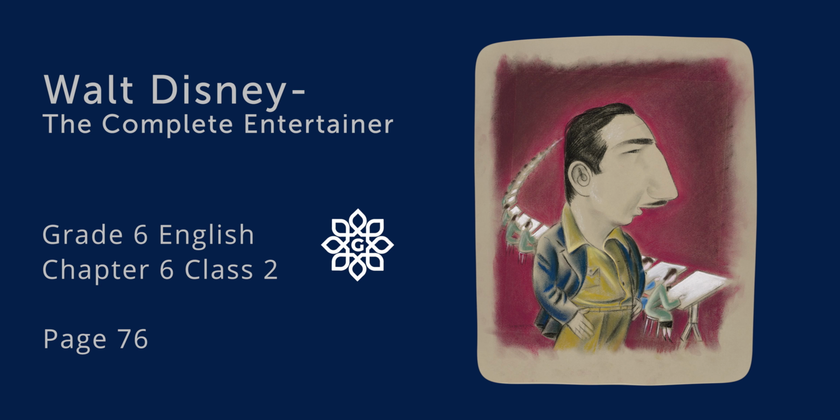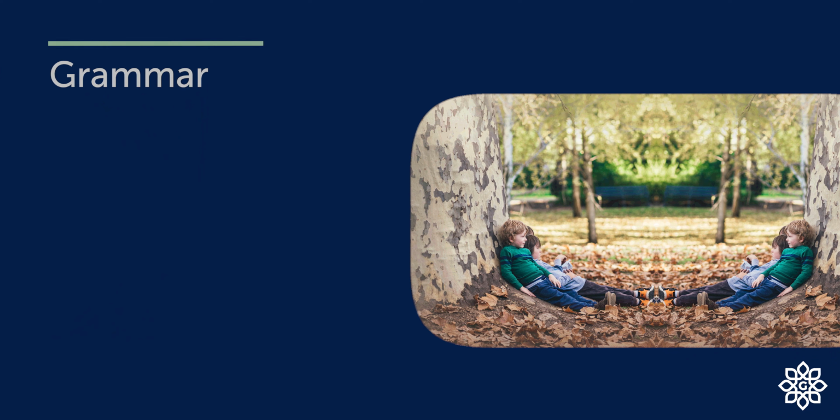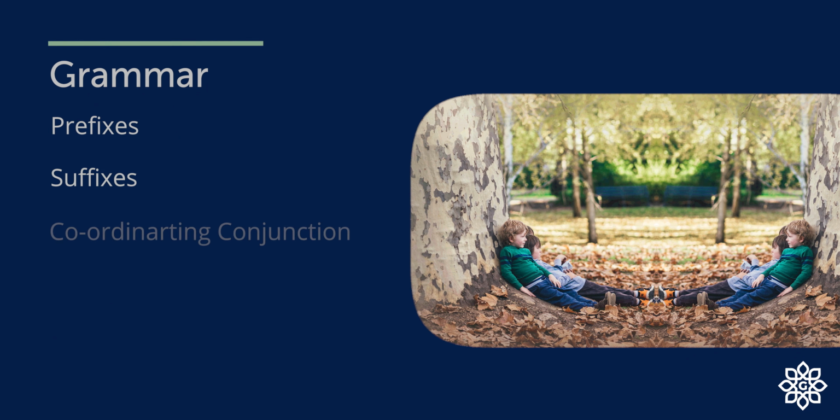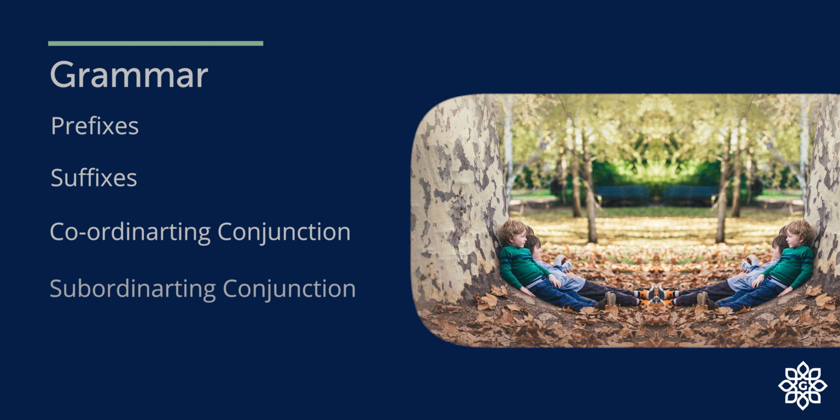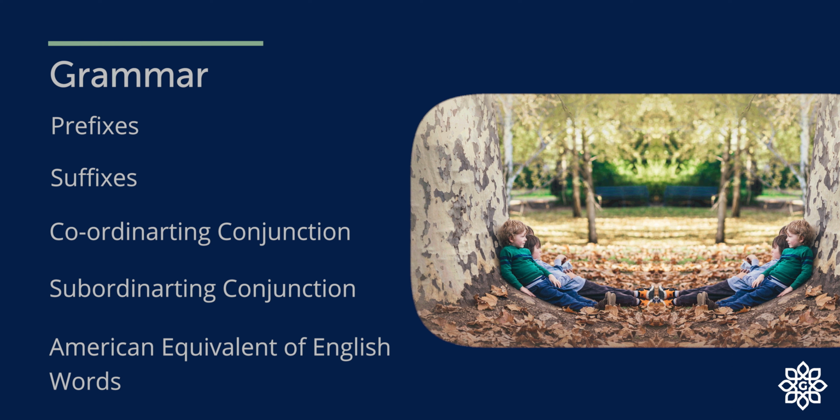Good morning. We have been learning about grammar, the rules of the English language. In this class, we'll be learning about prefixes, suffixes, coordinating conjunctions, subordinating conjunctions, and American equivalents of a few English words. Let's start the class by learning about prefixes.